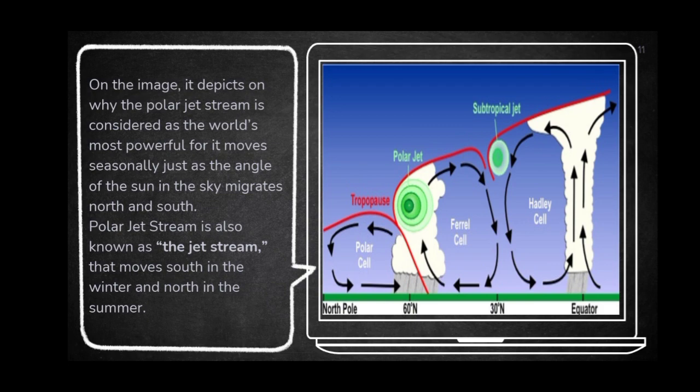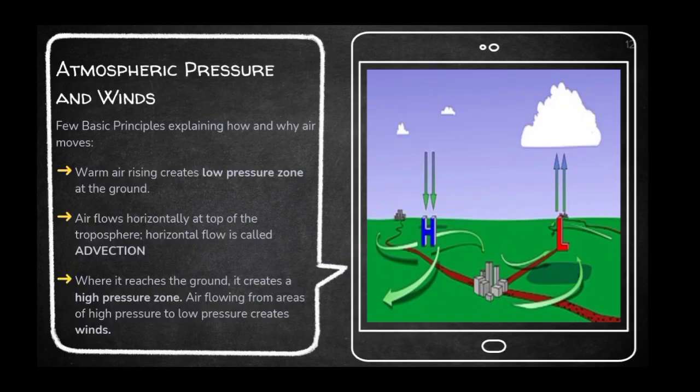On the image, it depicts why the polar jet stream is considered the world's most powerful, for it moves seasonally just as the angle of the sun in the sky migrates from north to south. Polar jet stream is also known as the jet stream that moves south in the winter and north in the summer. Atmospheric pressure and winds.